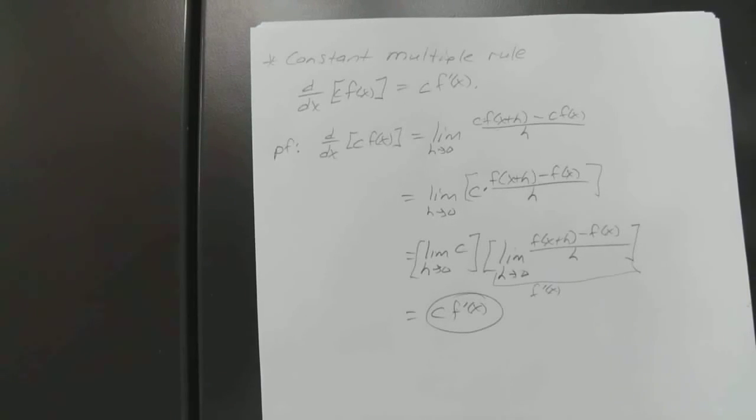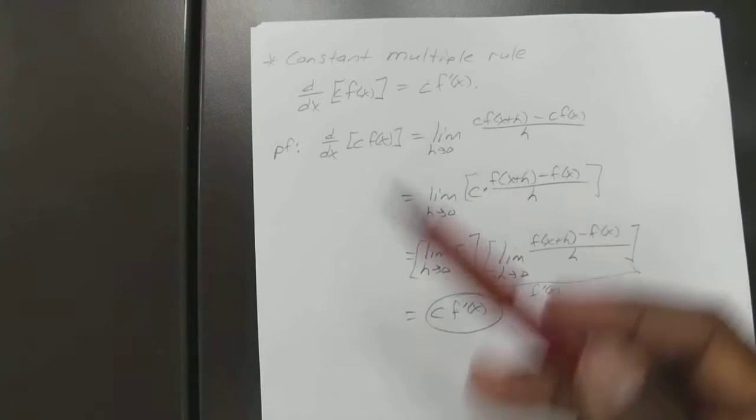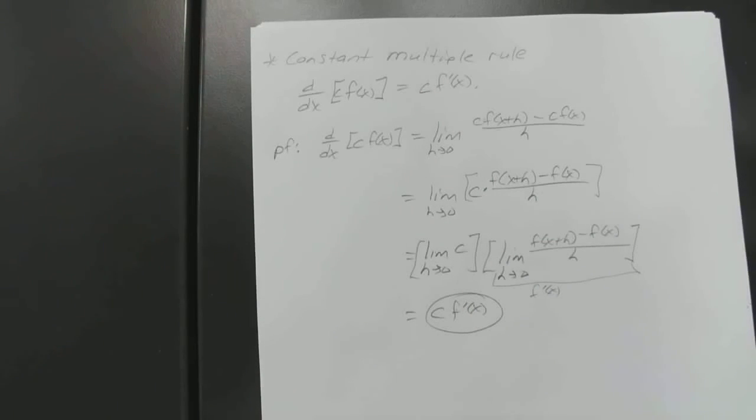Okay, so everything has a proof. Even something that looks like it will be, well, that's obvious. You just pull the constant out, but yep, there's a proof attached to it.